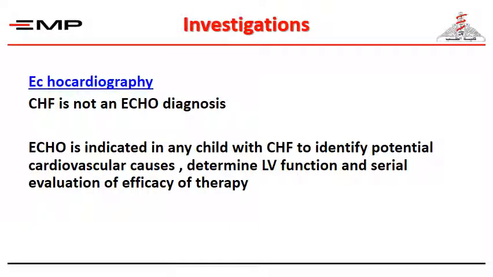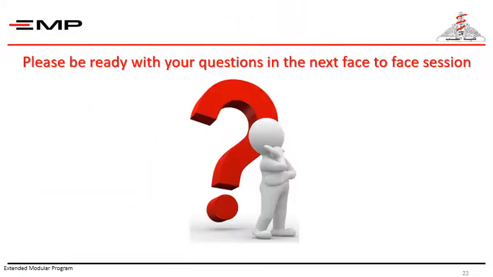The echo in congestive heart failure is not diagnostic of congestive heart failure. It will just show me dilated chambers or the structural heart lesion, because an affected ejection fraction of the heart is a very late sign. It might not be present in all heart failure patients. Yet, echo is indicated in any child with congestive heart failure to identify potential cardiovascular causes, determine left ventricular function, and for serial evaluation of the efficacy of therapy, to see the size of the heart after we give the treatment.